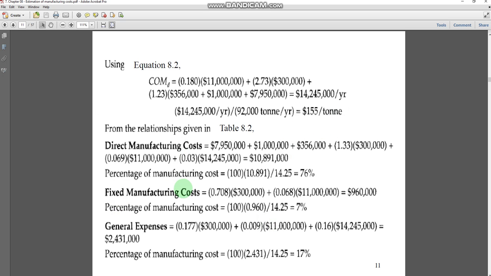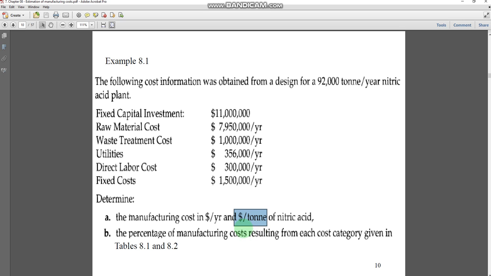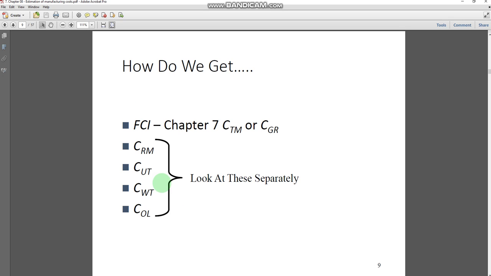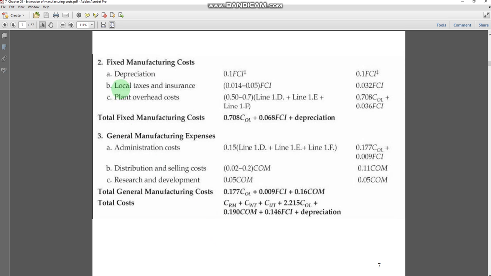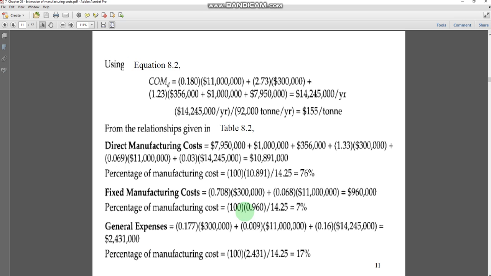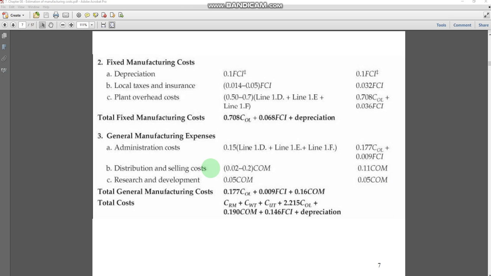Now we have to find the relationship of the manufacturing costs. For each of these costs, we have to see what the percentage of the direct manufacturing cost is of the total cost, then the percentage of the fixed manufacturing cost, and then the percentage of the general manufacturing expenses. We have calculated this earlier. What is the equation to use to calculate the direct manufacturing cost? We can go back and see what the equation is.